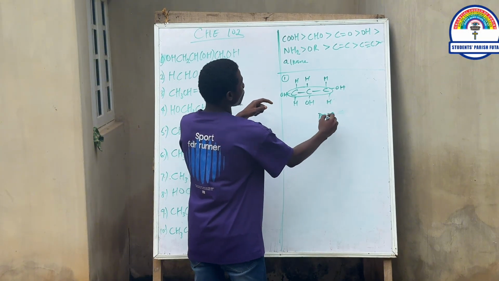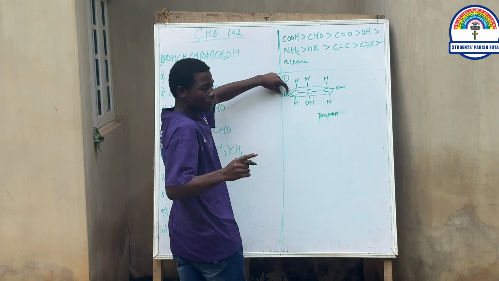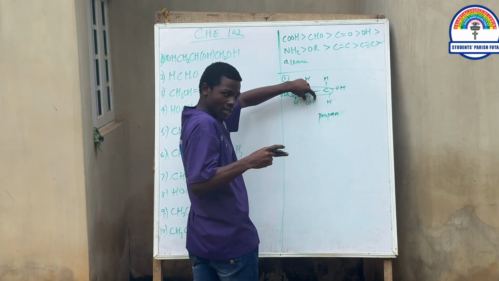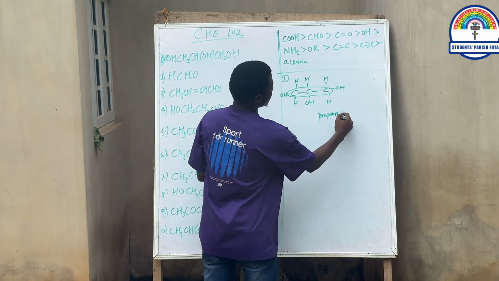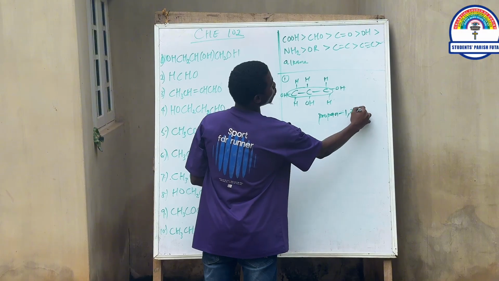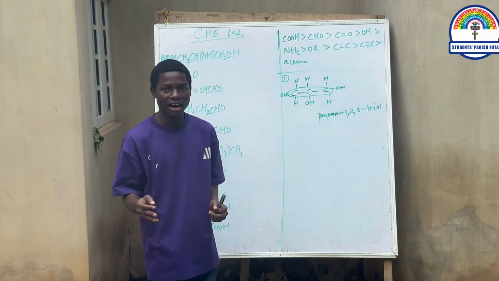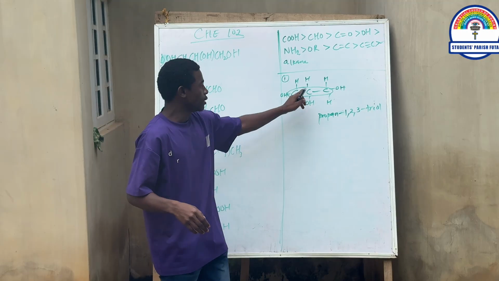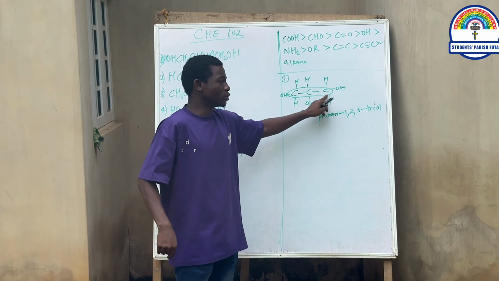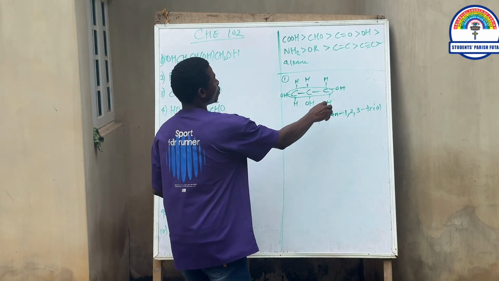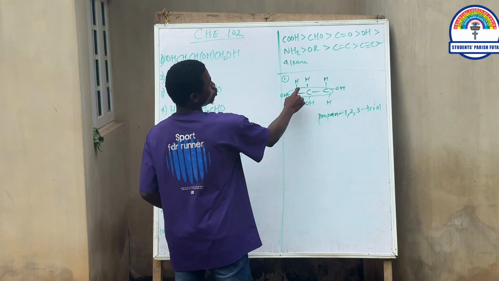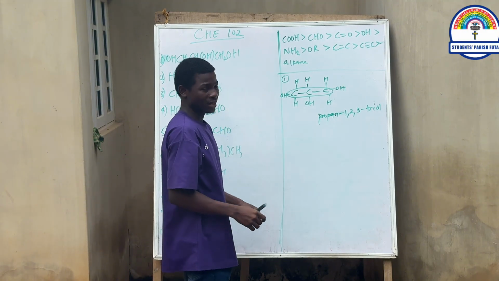So it has to be propan. OH is on the first carbon atom, on the second carbon atom, and on the third carbon atom. That makes it propane-1,2,3-triol. That is the 3 OHs I have. They are on position number 1, another on position number 2, another on position number 3. Even if this OH is here, it will be 1, 2, 2. Do you understand? That's the position.